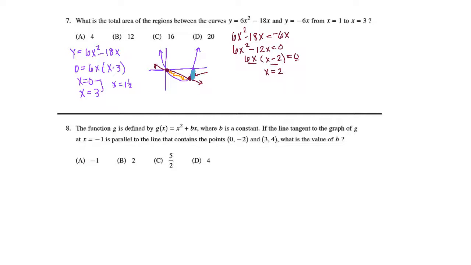So the first integral we would set up, and we always follow the pattern when we integrate, it's going to be top minus bottom. So the top function here is our line. So we have -6x minus the bottom function, which was our parabola. So minus 6x squared, and we can go ahead and flip that, plus 18x.